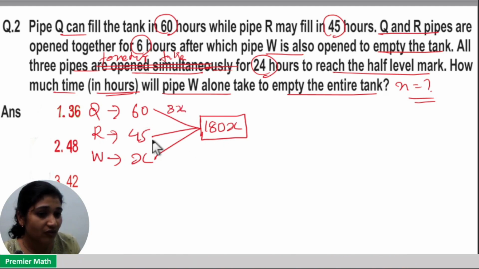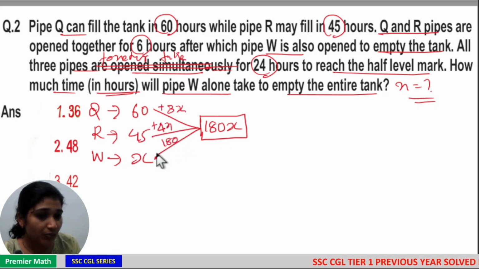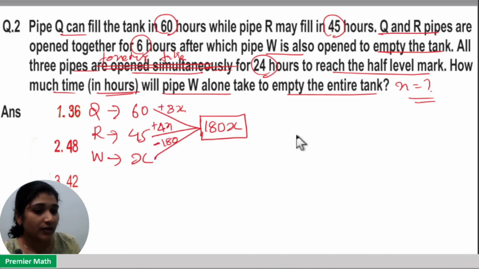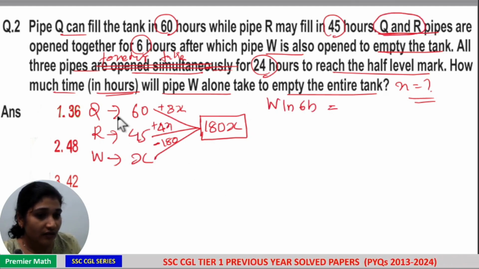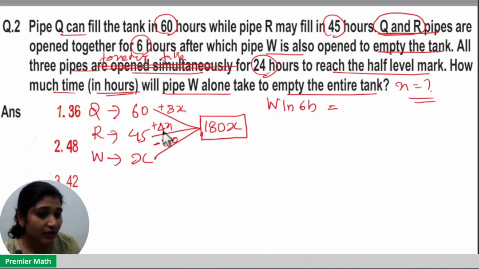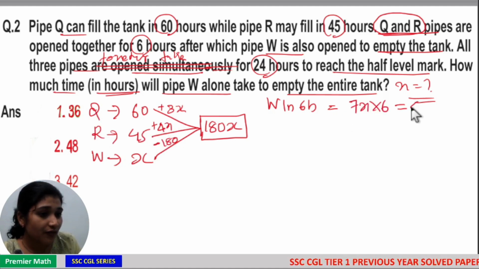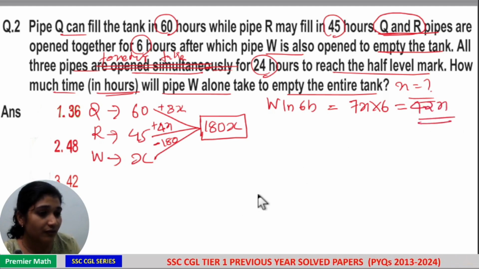60 goes 3x times in 180x. 45 goes 4x times in 180x. And x goes 180 times in 180x. But here first two are filling pipes, so give positive sign. Then third pipe is emptying, so give negative sign. Now in 6 hours, work completed is, first 6 hours Q and R together opened. So in 1 hour Q can fill 3x units and R can fill 4x units. Together Q and R fill total 3x plus 4x, 7x in 1 hour. Then in 6 hours together they fill 42x units.